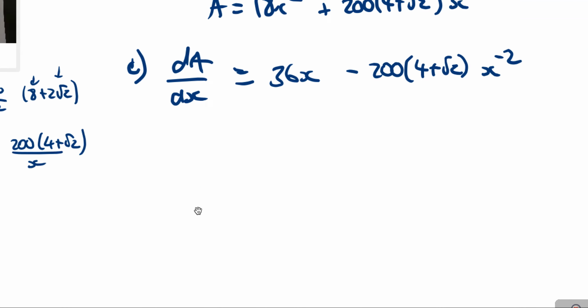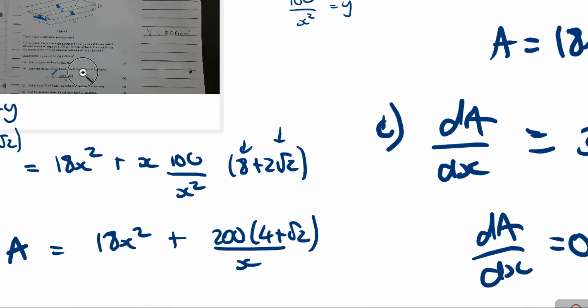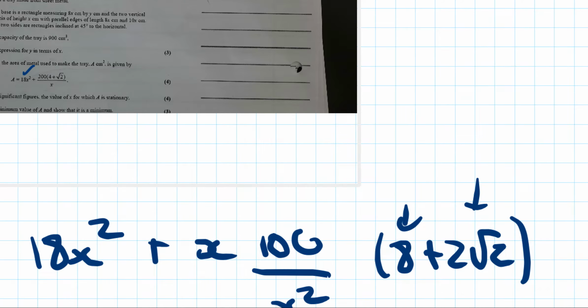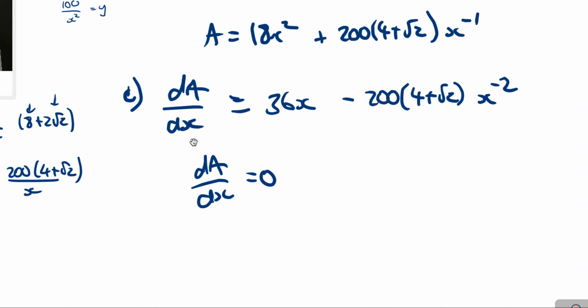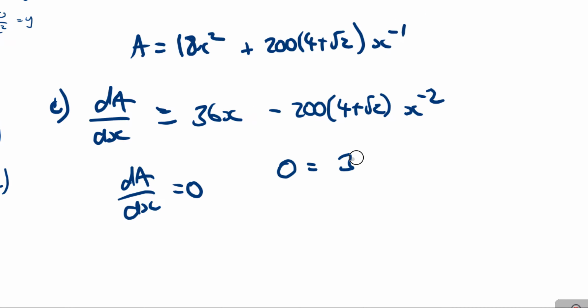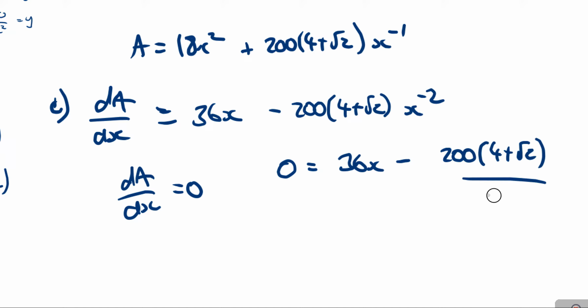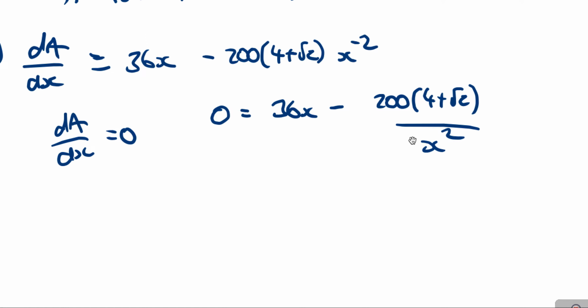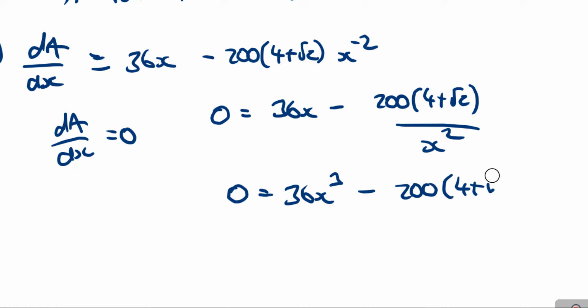And we know that because it's a minimum, dA/dx is equal to 0. Is it a minimum? Let me just find out. Yes: find the value of x for which A is stationary, so we don't know yet. But it's stationary, so we're going to say dA/dx is equal to 0. So 0 is equal to 36x minus 200(4 + √2) over x². Note here that I put back the x underneath the fraction, back to the denominator with the negative. This helps us because we then need to times everything by x². So that's still 0 on the left-hand side, and 36x³ minus 200(4 + √2).